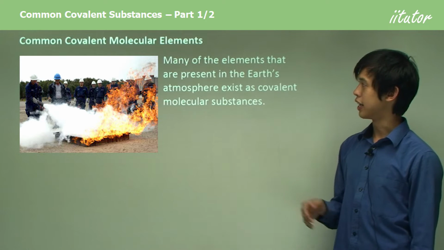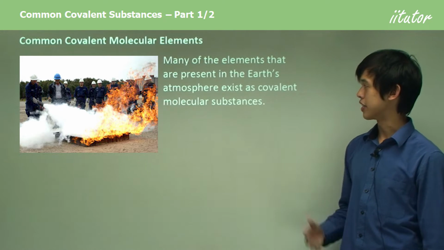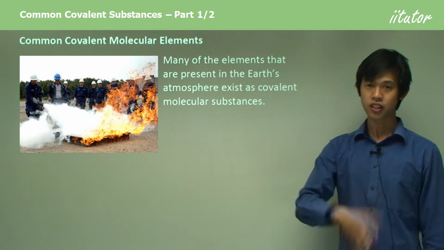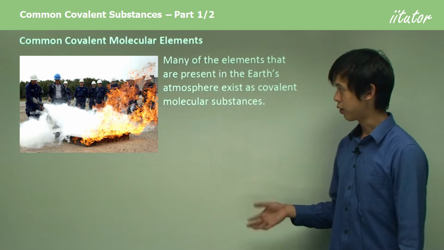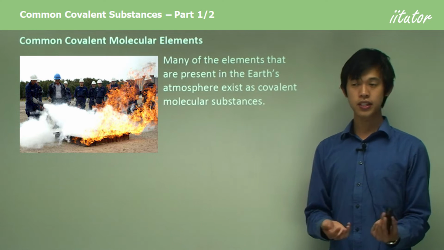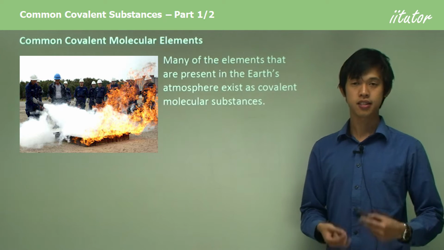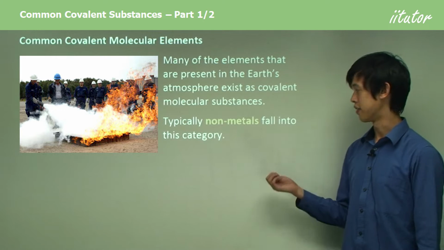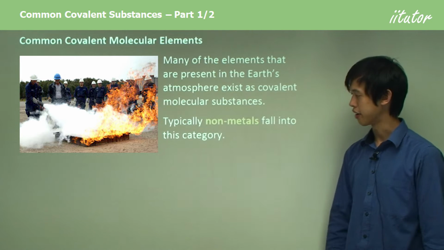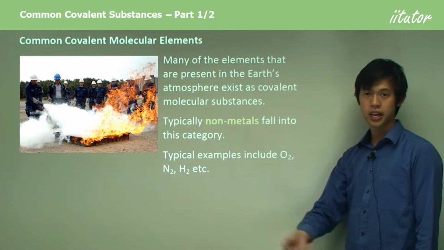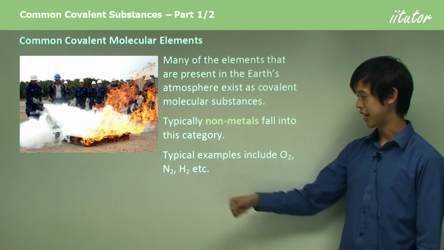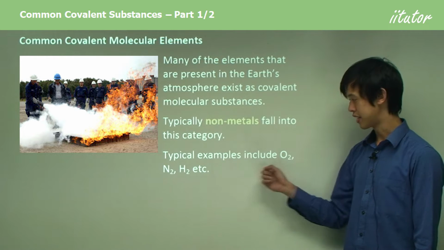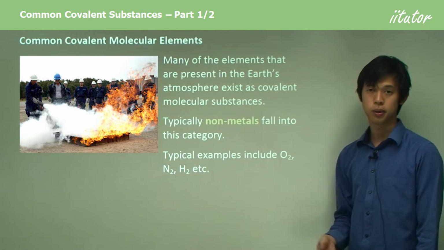Common covalent molecular elements. Many of the elements that are present in the Earth's atmosphere exist as covalent molecular substances. So nitrogen, oxygen, fluorine, chlorine, they all exist as molecules in the atmosphere, but that is their elemental state. That is the state that we would find them in their element form. Now typically, these are non-metals, obviously, because they're gases. Some examples include O2, N2, or H2. I didn't mention H2 yet, but H2 is one of them as well. These are all elemental forms of these elements, but they exist as molecules.